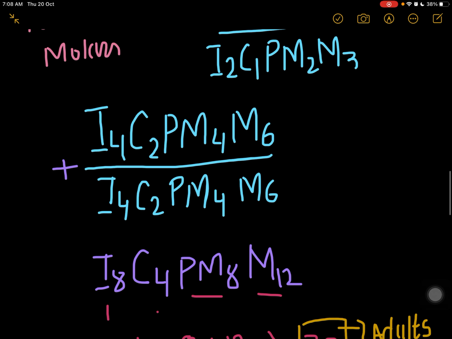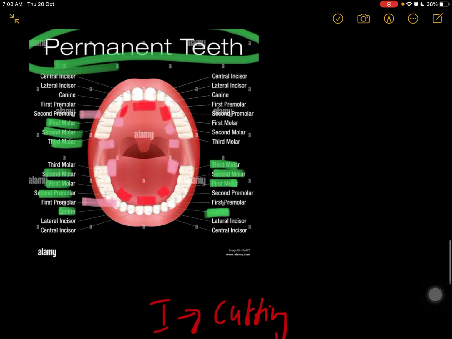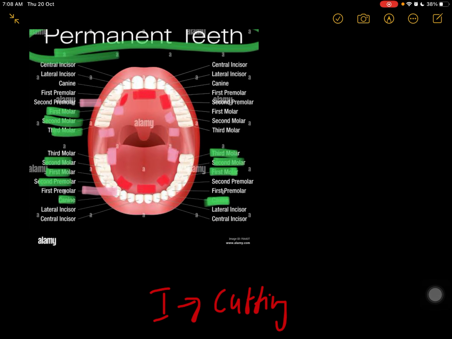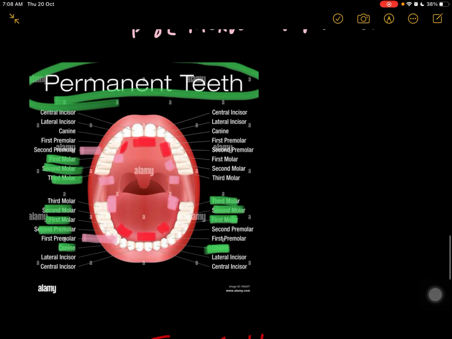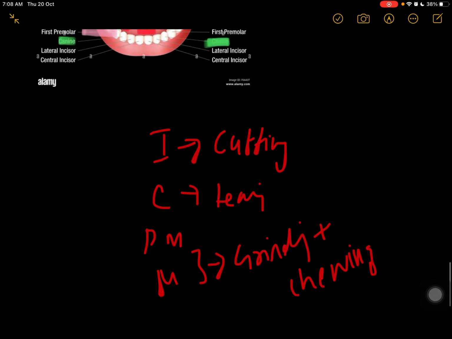Okay, so what's the general formula for humans? For adults 2123, for infants or for children 2102. So I hope this concept is clear to you. Like there are 4 canines, 8 incisors, 8 premolars and 12 molars in humans, right? And this is the formula.